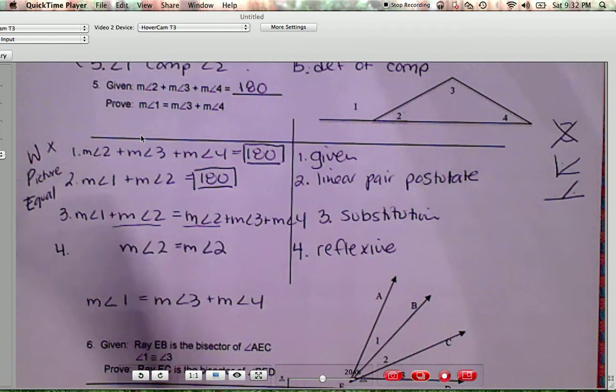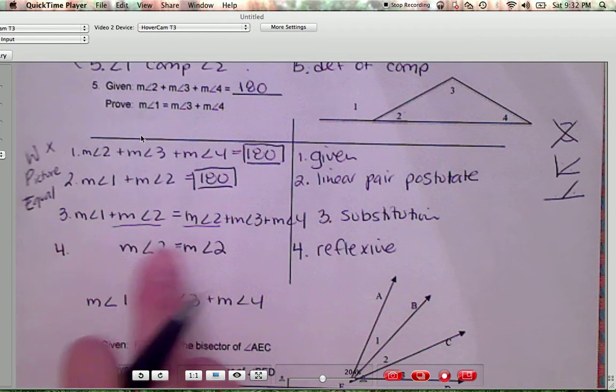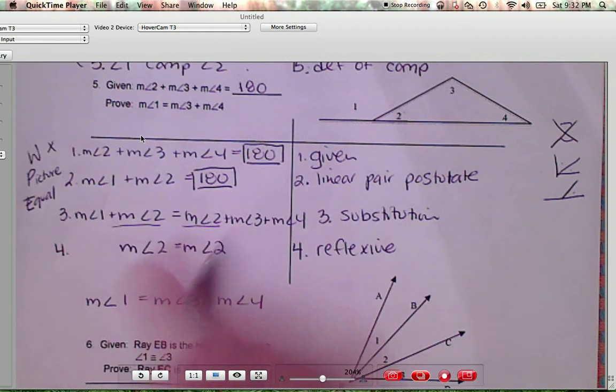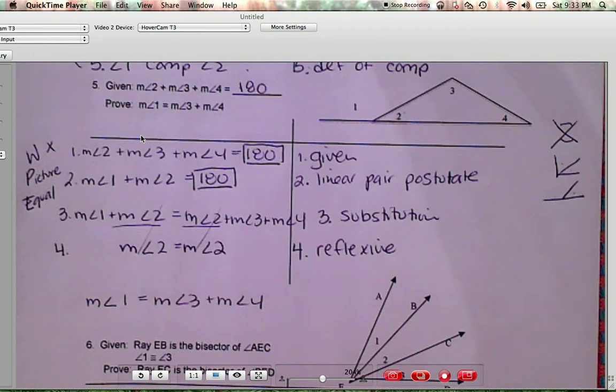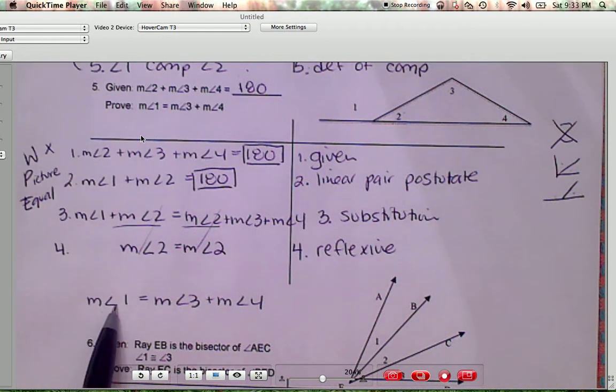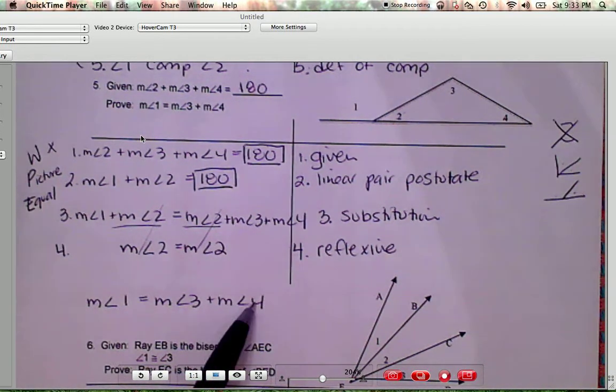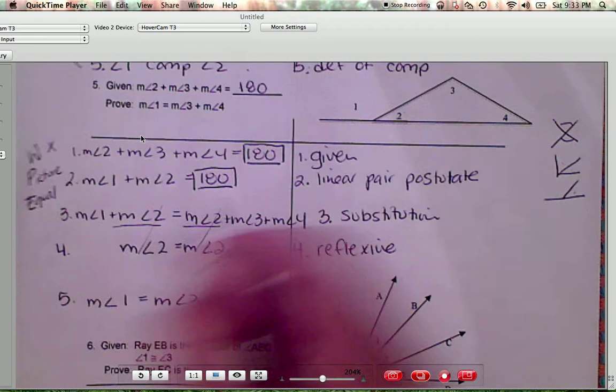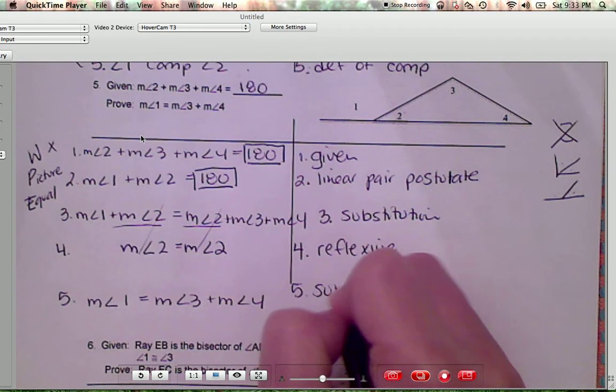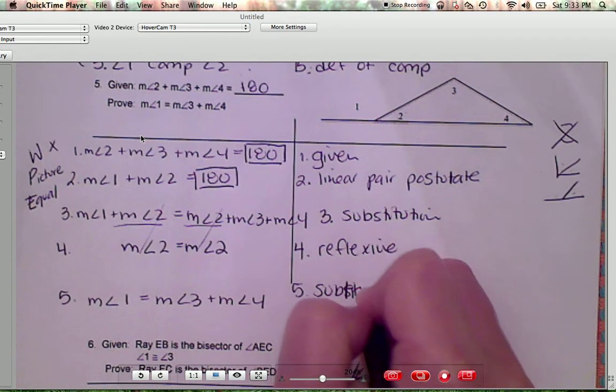Okay? It's exactly the same on both sides, like a mirror image. And now that we know angle 2 is equal to angle 2, then we can subtract that away from both sides, and we're left with angle 1, and then 3 and 4 on the right side. So that's our final step, which would be subtraction.